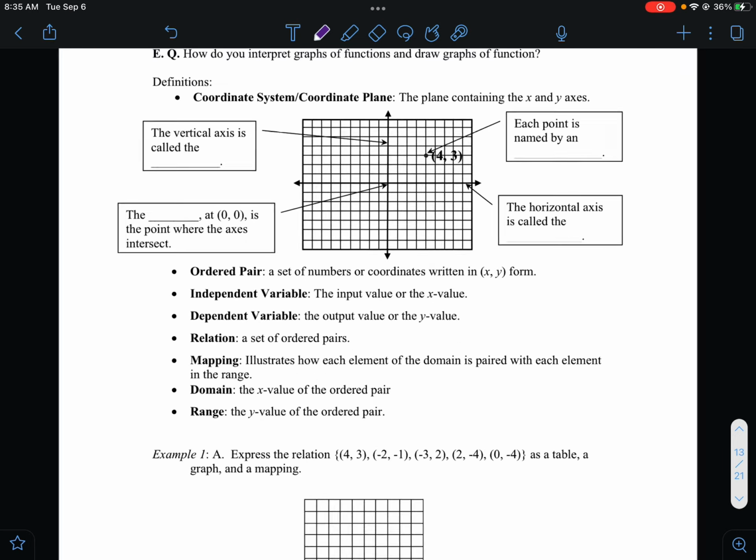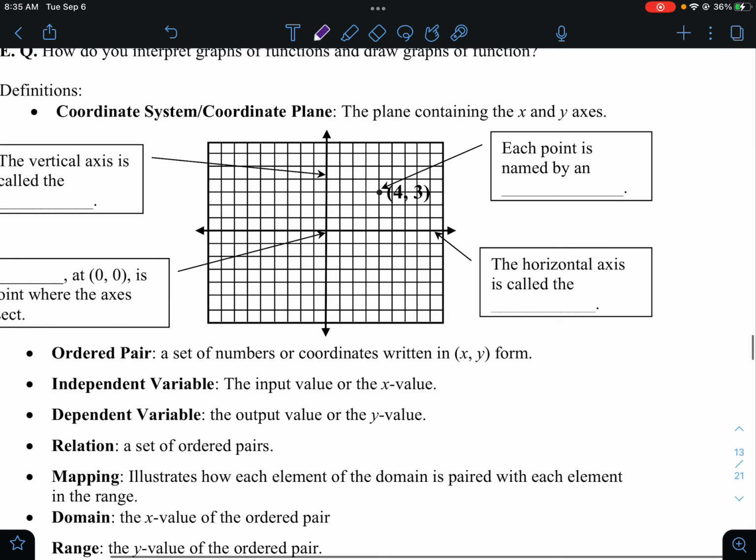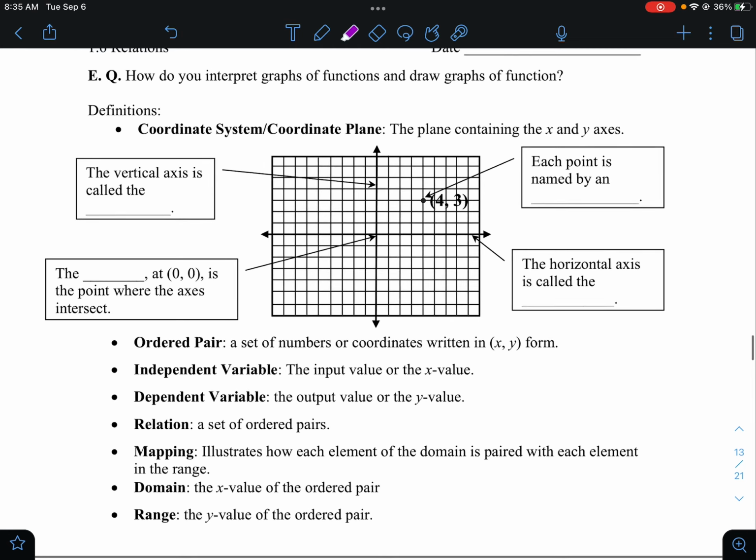It's a plane that contains our x and y axes. So the vertical axis is called the y-axis. Okay, the horizontal axis, which is the box on the bottom right, is called the x-axis.